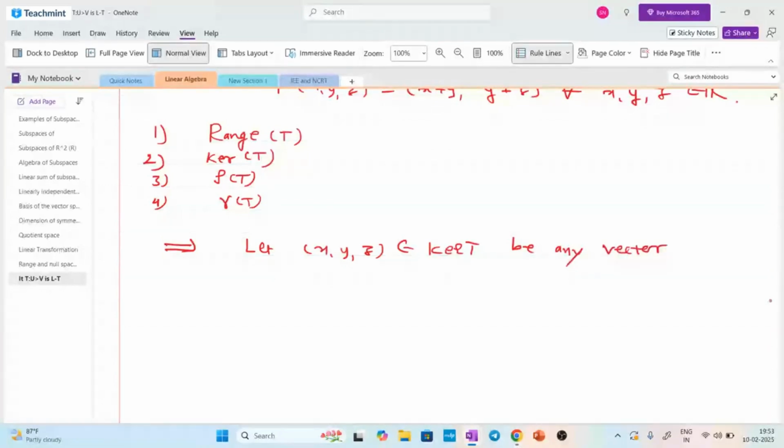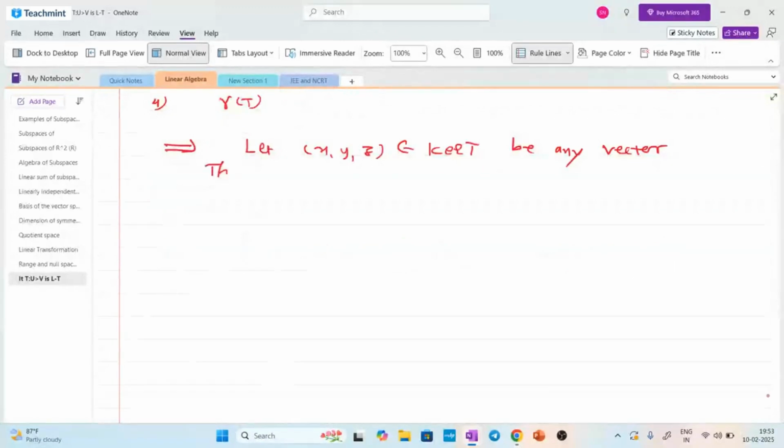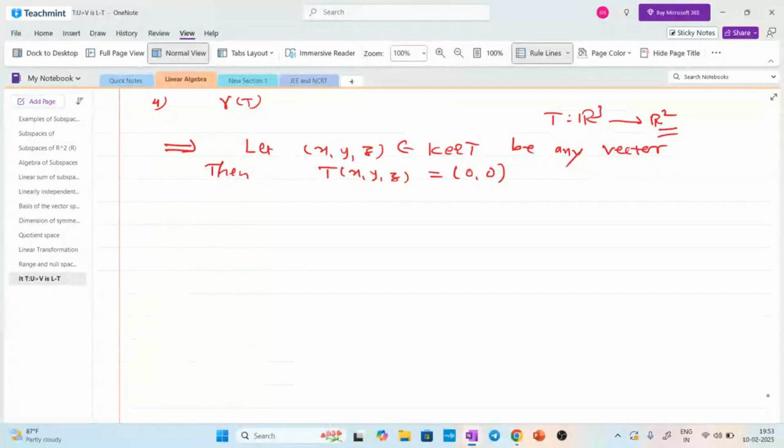Then if this x y z belongs to kernel of T, this implies that the image of this vector is 0. T of x y z is equal to 0. But that 0 is in V, and V is R square. This is a linear transformation from R3 to R square. But what is the zero vector in R square? It is 0, 0. Then they have given T of x y z, so x plus y and y plus z is equal to 0, 0.